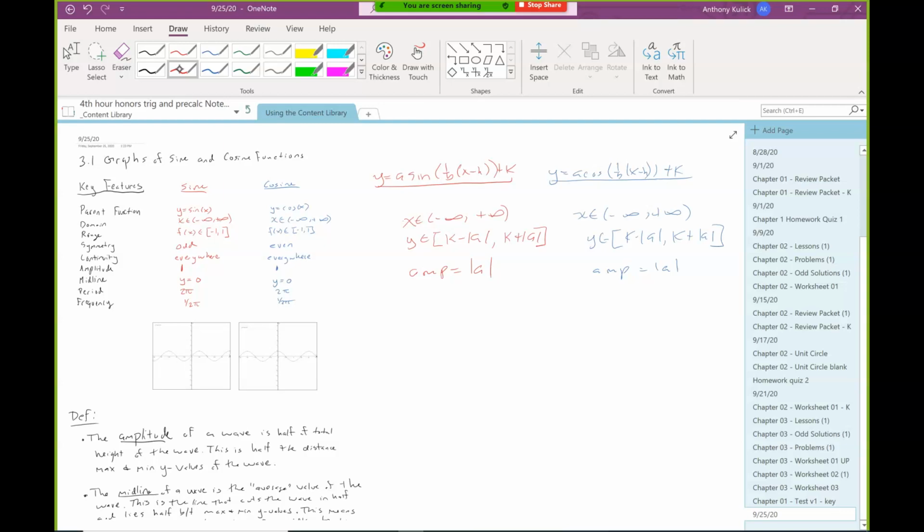What happens if I shift the graph up or down, though? Is that going to change the location of the midline? Yes. So the midline is now going to be y equals k. And here the sign does matter. So notice there's no absolute value around the k.